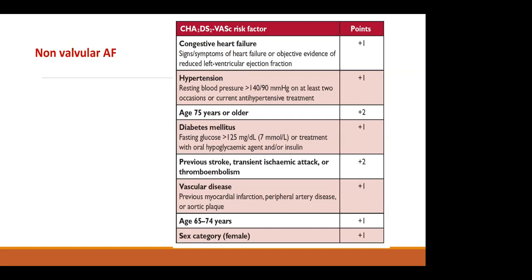Vascular disease takes 1 point, meaning coronary artery disease, like previous myocardial infarction, peripheral artery disease, or aortic plaque. So this gives them 1 point. And finally, the sixth category: if the patient is female, female gender actually gives them 1 point. So firstly, calculate the CHA2DS2-VASc score.